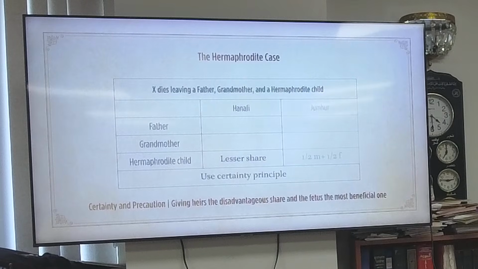And in the Maliki, for example, the Maliki would say, let's assume he's a male. What does he get? Let's assume he's a female. What does he get? We give him half a male and half a female, basically an average. They give him an average.